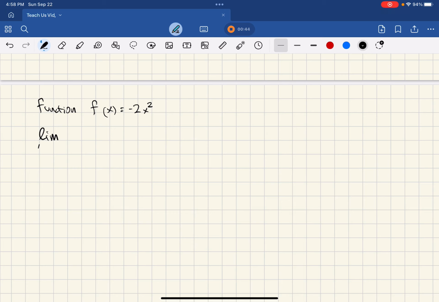limit as h approaches 0, and we're going to use the difference quotient formula, and we plug it in, and get negative 2 times (x plus h) squared minus negative 2x squared, put parentheses around it, and this is all over h.